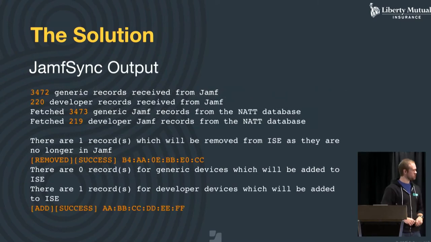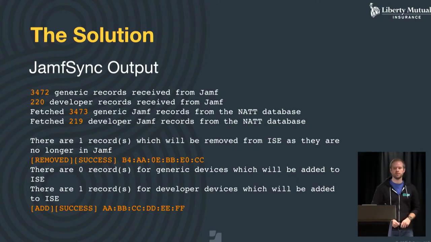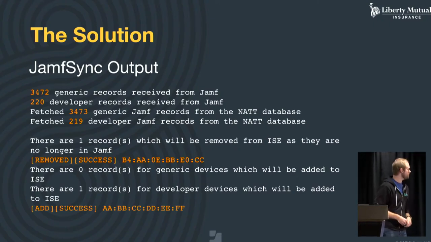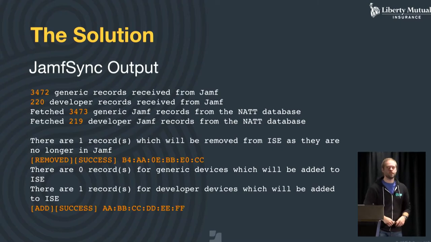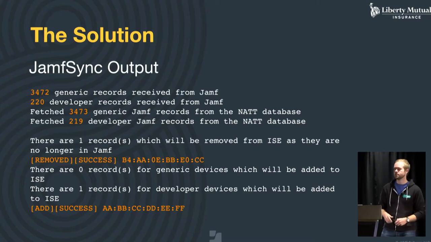So I can't share the code for that itself, unfortunately, but this is what the output at least looks like. It basically takes those lists of devices, compares them, figures out the changes it needs to make, and then it pushes those changes to ICE using its API.